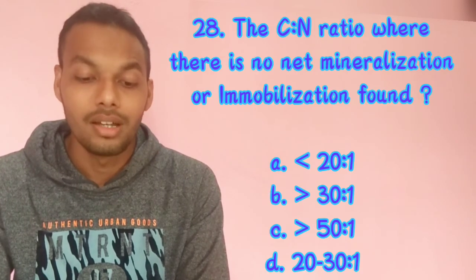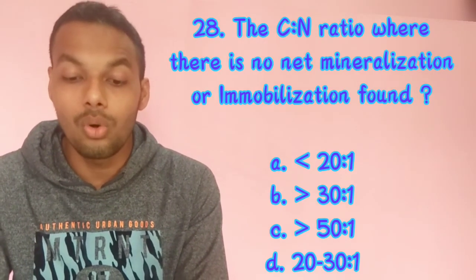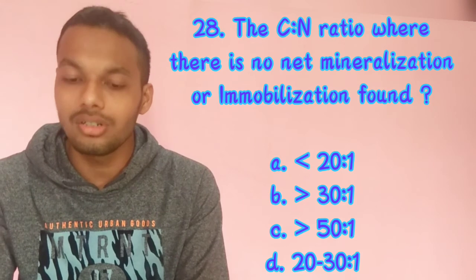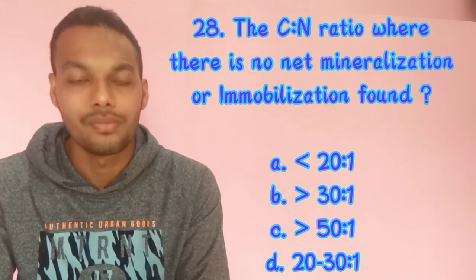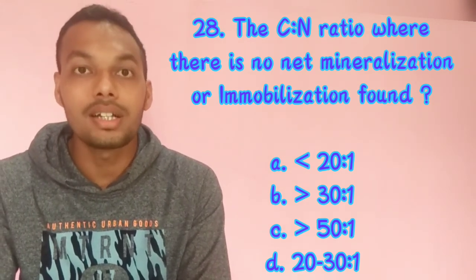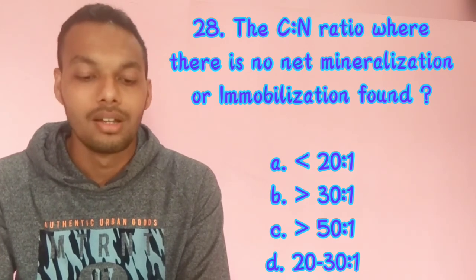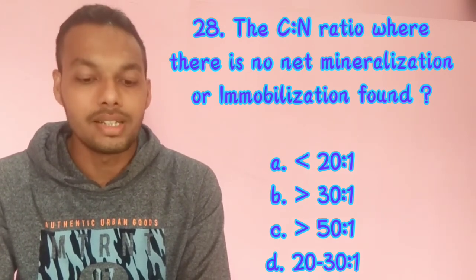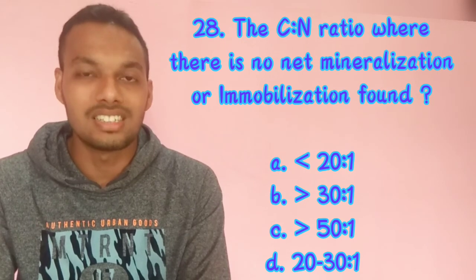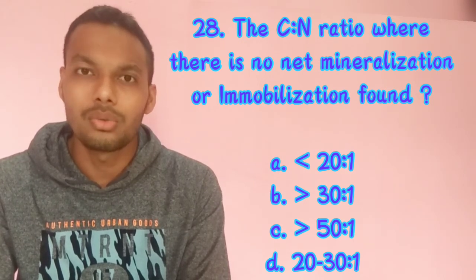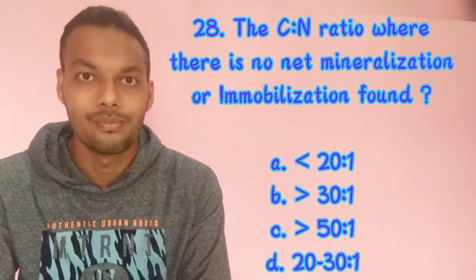Next question: the C:N ratio where there is no net mineralization or immobilization found. Is it less than 20:1? Is it greater than 30:1? Is it greater than 50:1? Is it 20 to 30:1?